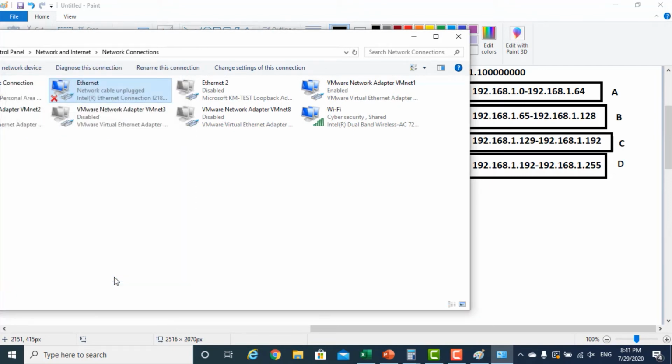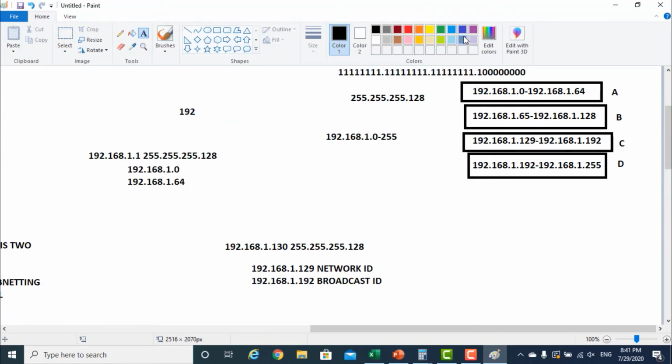So it will not stop you, because it's not compulsory to have a default gateway, because you may have only your own network. You can have your own network, and you don't need to disturb anyone else. I hope you understand that very well, guys.